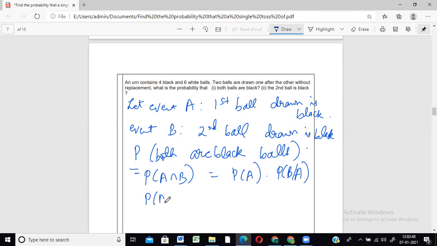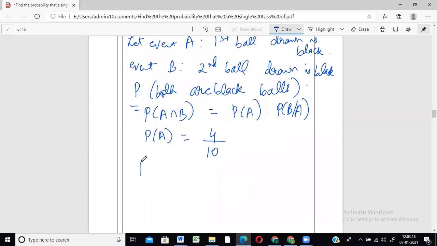What will be the probability of A now? What is A? First ball is black. Okay, the probability of the ball being black. So you will be writing black balls upon total number of balls. Total number of balls is how much? 4 black plus 6 white. So that's your sample space. 4 black, and total number of balls is 10. And they're talking about event A, which is about black. So 4 by 10. I can write it as 2 by 5. That's okay. And the next one, probability of B such that A has already occurred.